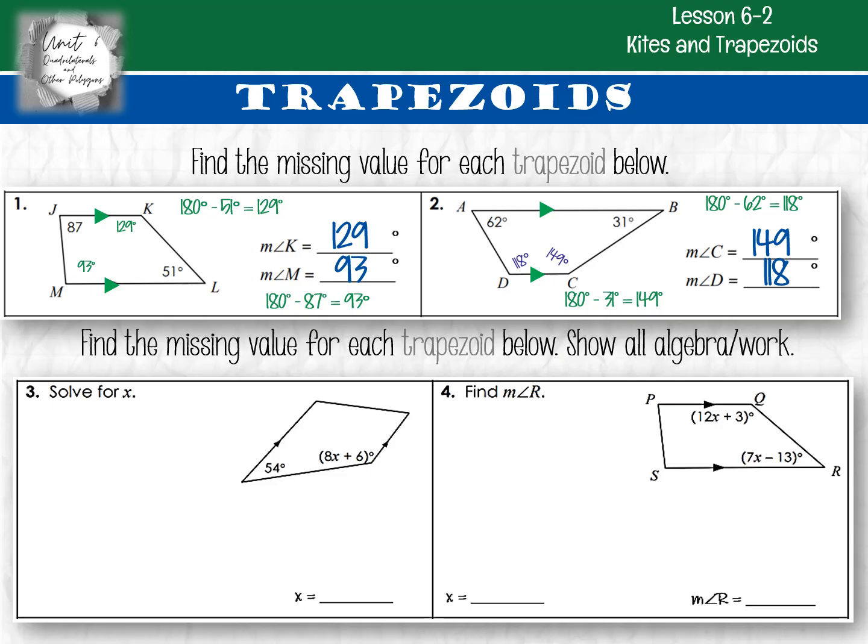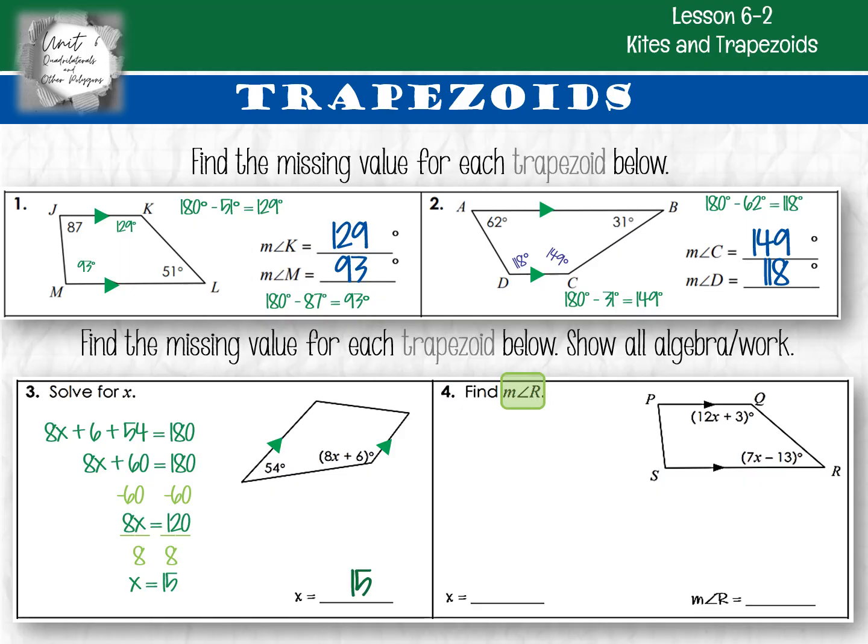Find the missing value for each trapezoid below. Show all algebra and work. Solve for x. There's our parallel sides. Consecutive interior angles. Those are supplementary. Write an equation: 8x plus 6 plus the 54 equals 180. Combine like terms: 8x plus 60 equals 180. Let's subtract our 60 on both sides. We get 8x equals 120. Divide both sides by 8, and x is 15. And that's our final answer for number 3.